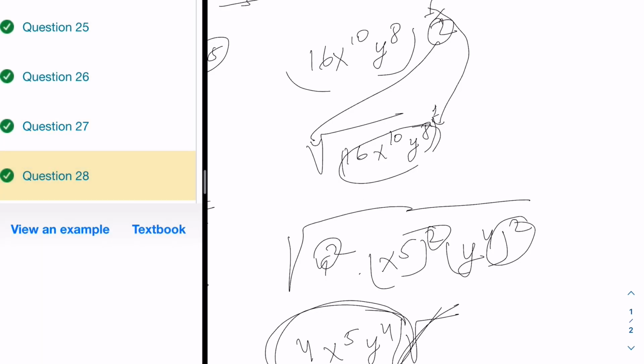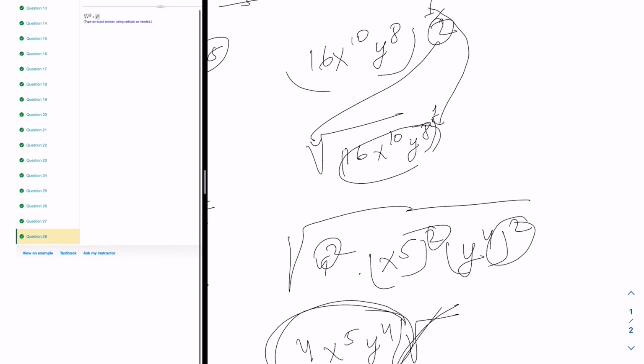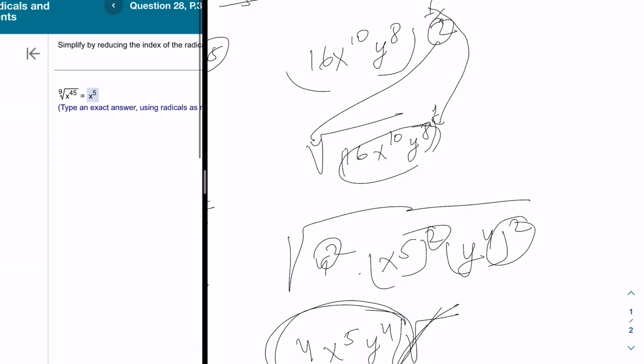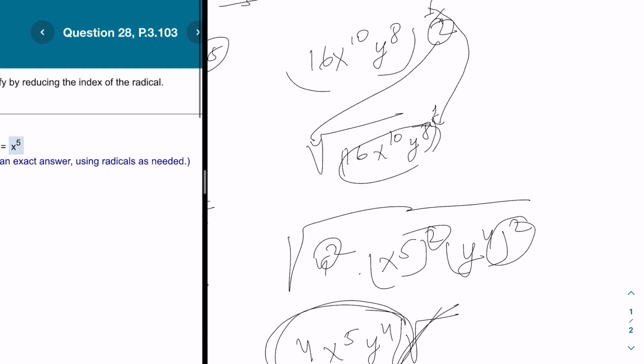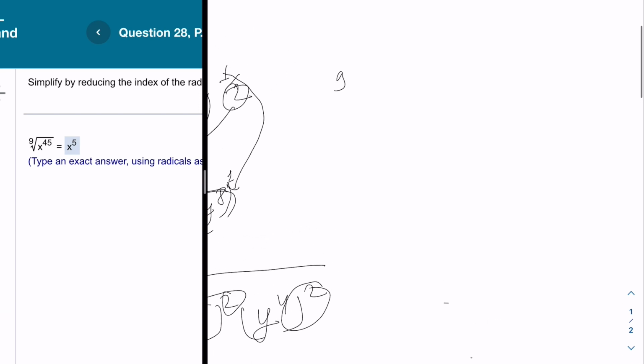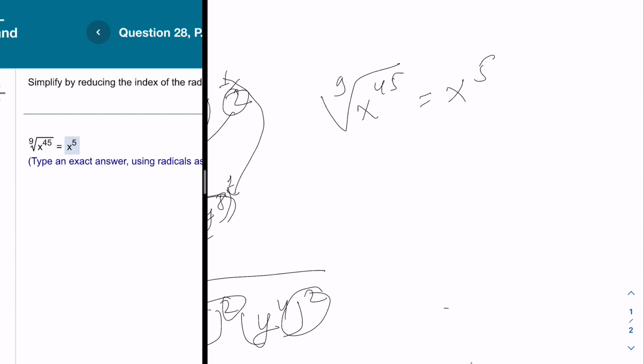Last question. Simplify by reducing the index of the radical. Okay. x5. So here is like 9th root. So we will try to give an expression like this, then this will, and this will got it down.